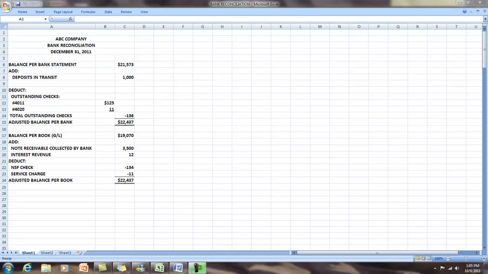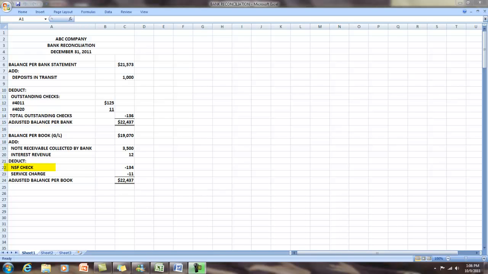Now, reconciling items in the balance per book, also called the general ledger section, include items collected by the bank for the company. The bank may agree to collect a note receivable for the company, and the company finds this out when they get their bank statement. It may be someone in another city that the company has a note receivable with, and the bank agrees to collect it for you. What does this do to the company's balance? It increases it, so we add it. The bank also might have interest revenue on your balance in the account, so you would add that too.